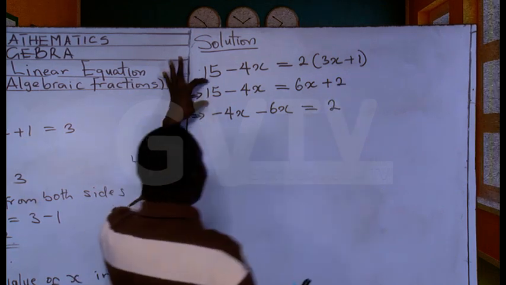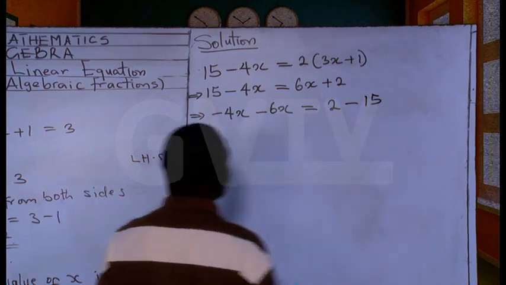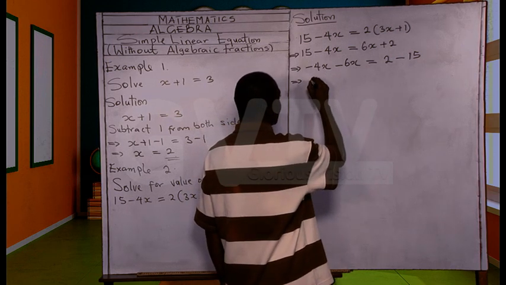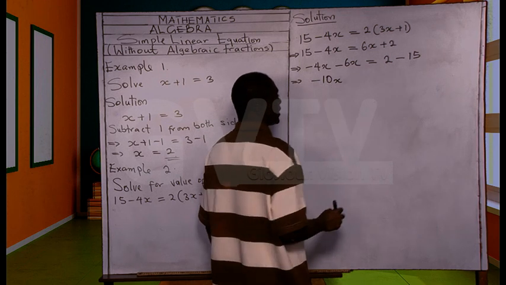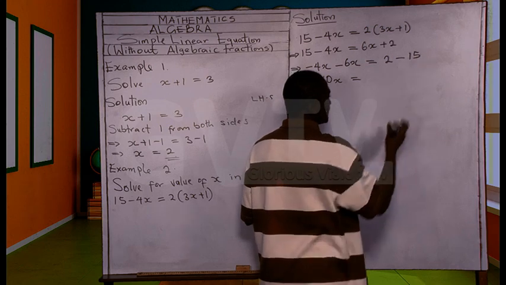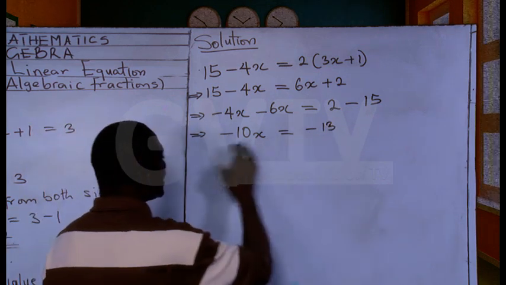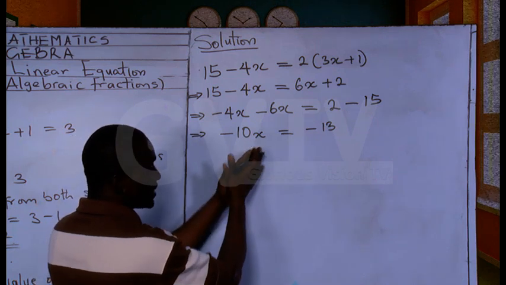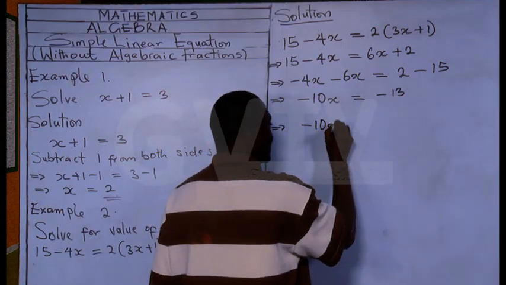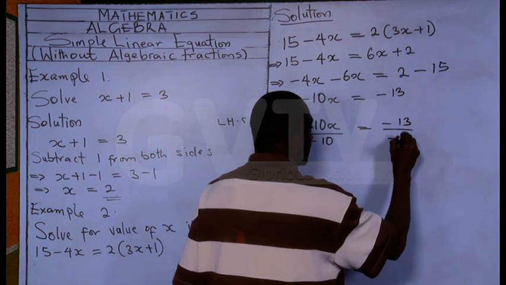Okay. So we have 15. 15 is coming to this side to give us minus 15. Alright. So with this, we are going to have minus 4x minus 6x will give us minus 10x. Okay. That is that. To give us 2 minus 15 will give us minus 13. So what we now do is to divide both sides by the coefficient of x. We are looking for x. We are not looking for minus 10. So this will be minus 10x over minus 10 equals minus 13 over minus 10.